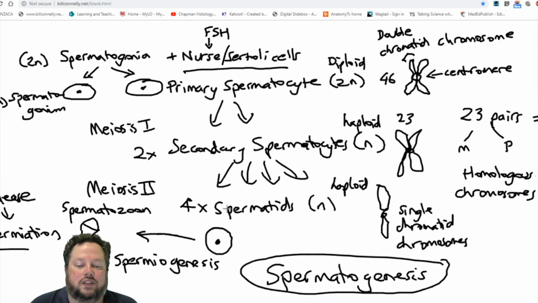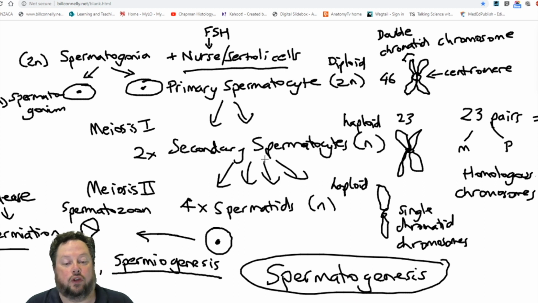So we produce 4 spermatids, and those are all haploid cells, 23 chromosomes, single chromatid type of chromosomes, numbered 1 to 23. Then it undergoes the morphological transformation through a process called spermiogenesis to produce the spermatozoon, which are then released into the lumen of the seminiferous tubules in a process called spermiation. So basically that's an overview.